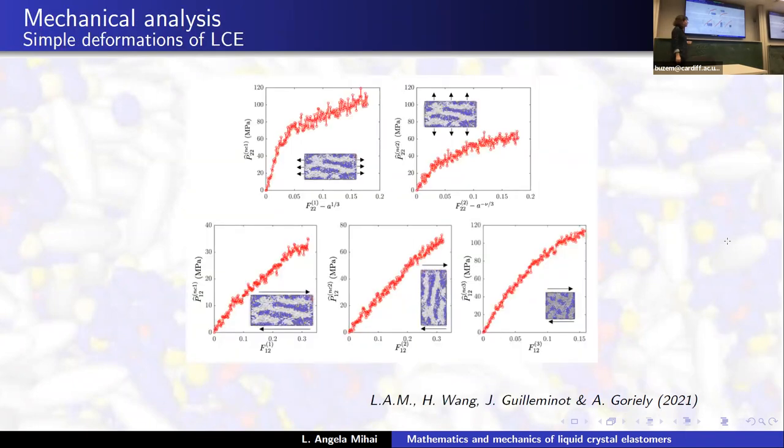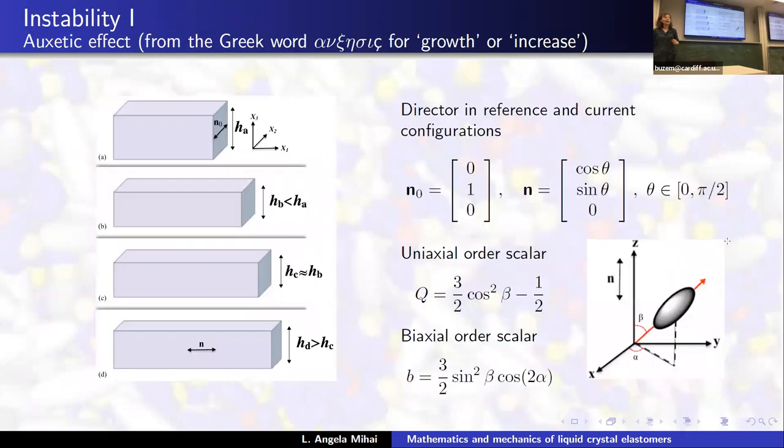But generally, what we try to do is deform the material in various ways, see what the responses are, and then try to obtain a model that captures those responses. Again, this is from a paper where we combined deformations such as stretching and shearing and then obtained a model that will capture all of these responses. The one particular model that I'm going to discuss in a bit more detail, though, is this one regarding auxeticity, because this is the most recent.